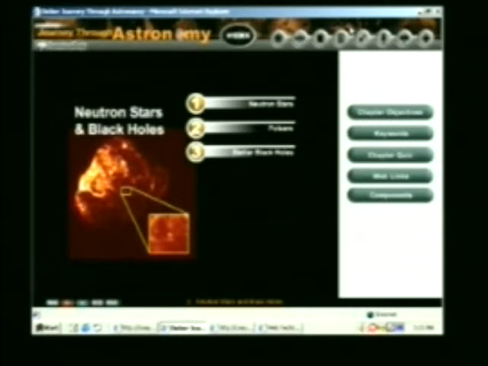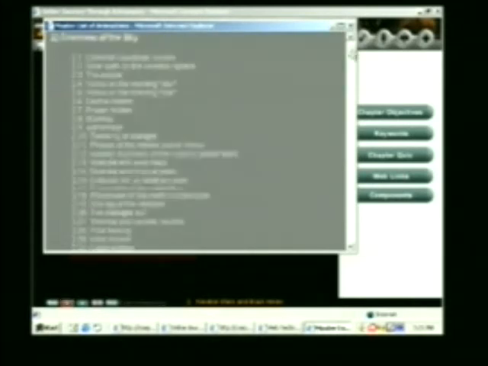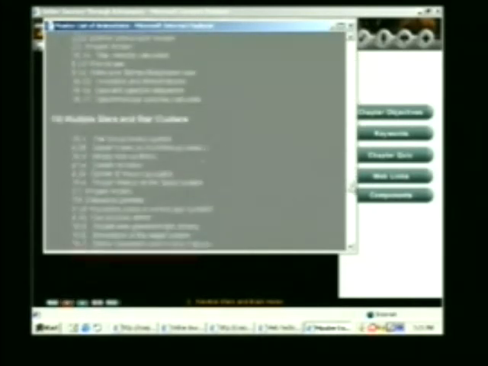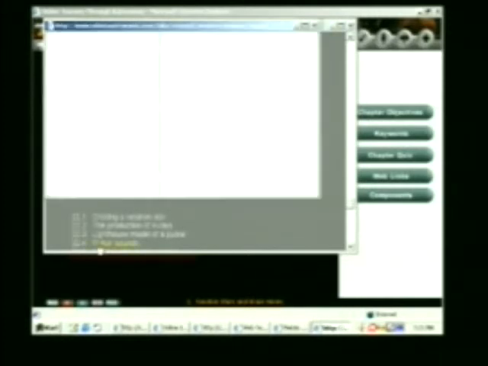What happened to it? You can try it again. Yeah, I must have not hit it right. It should have launched in an external window, and it didn't. 22.4. There we go. This is pulsar sounds.